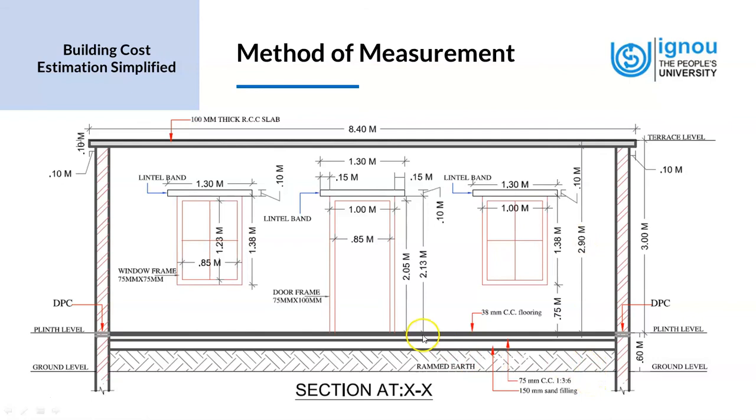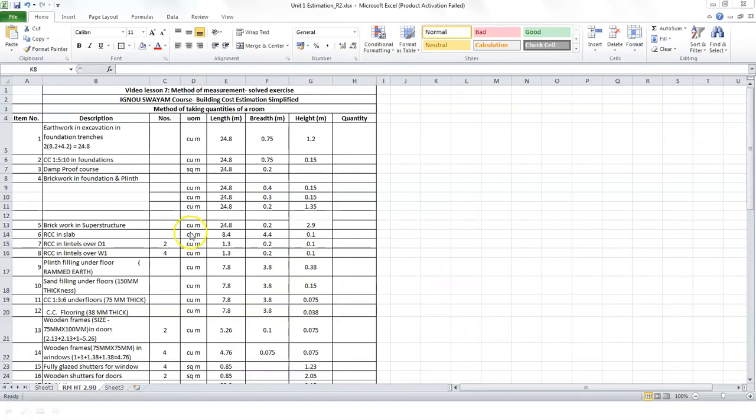So let's look at it in the Excel sheet. Here we have the brickwork in superstructure, which is 24.8, the outer perimeter of the room. The breadth of the brickwork is 0.2 meters, which we got from the section drawing. And the inner height to which the brickwork is taken is 2.9 meters.